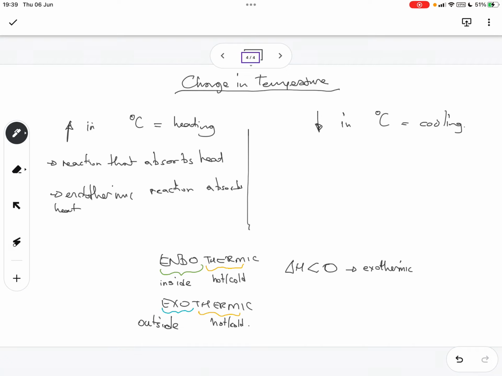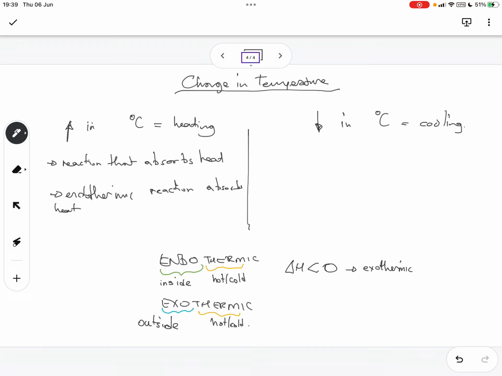Let's say it happens in a vessel. Maybe you put it in a flask, and as the reaction is happening, you put a thermometer next to the Erlenmeyer flask and you find that the temperature increases. Then in that case, that reaction is exothermic.